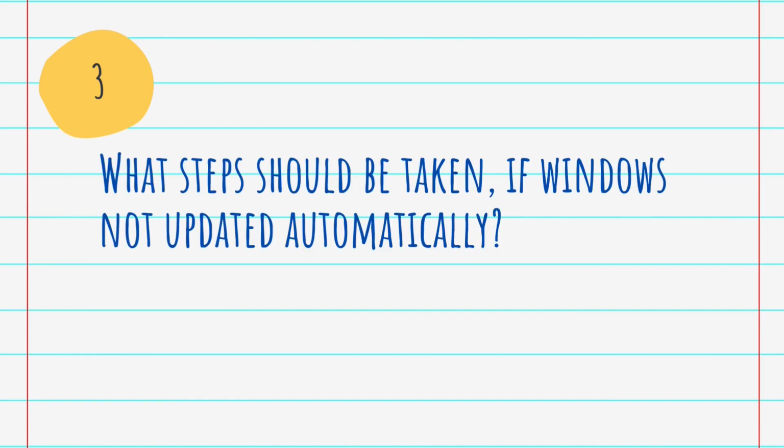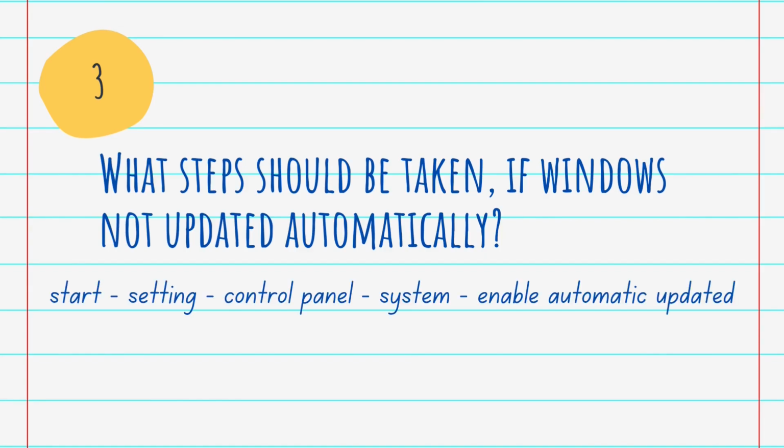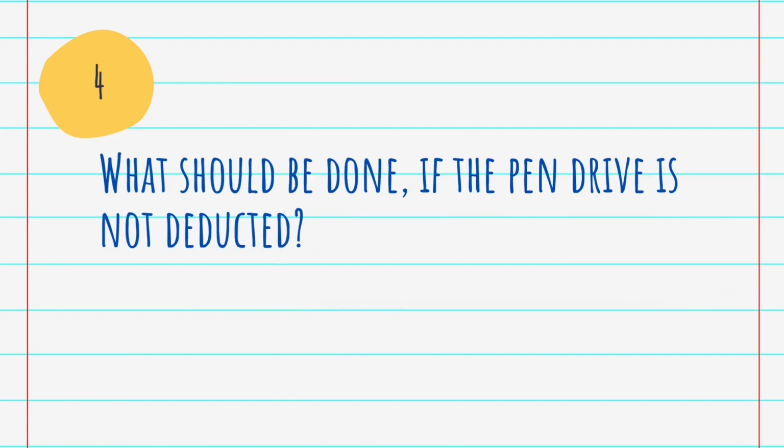The next question is, what steps should be taken if Windows is not updated automatically? The answer is, you have to first go to the start button, then settings, update and security, Windows update, then choose check for updates, then select advanced options, and then under choose how updates are installed, select automatic.